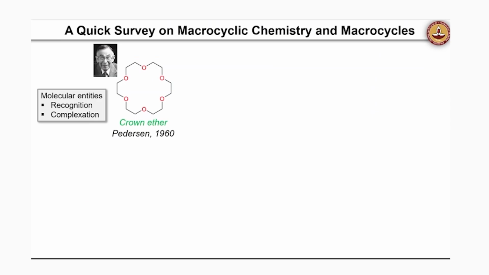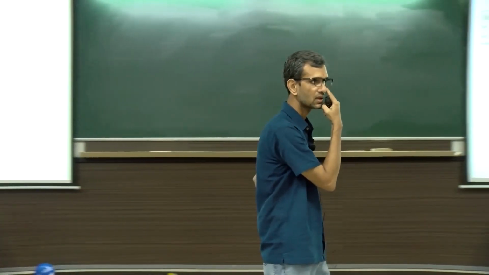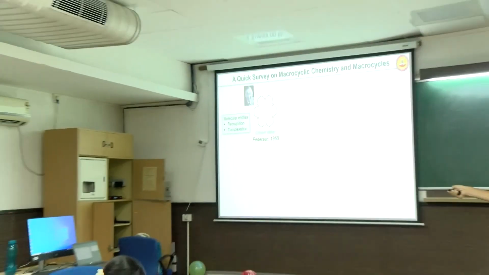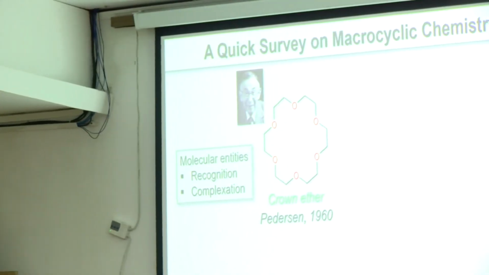There are similar systems existing in the literature. These are basically macrocycles. The structure that you are seeing here has 6 oxygens, right? And there are 12 methylene units. Between 2 oxygens you have 2 methylene units, right? The name of this molecule is crown ether. There is an ethereal linkage.